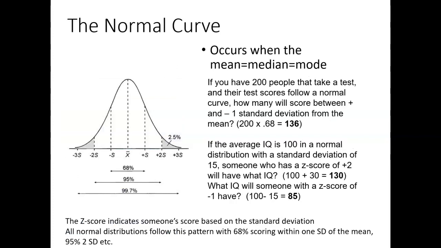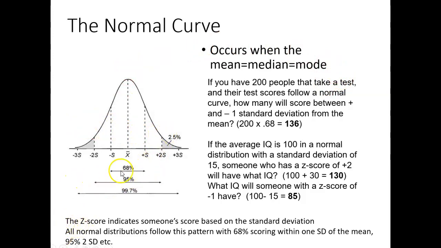Now we have the normal curve, and this is actually really important in psychology and in psychometrics. When the mean, the median, and the mode are all equal, then we have a normal curve. And the normal curve is sometimes called the bell curve. Now, it could be very steep or it could be very broad, but if the mean and median and mode are all the same, you will see this general pattern.